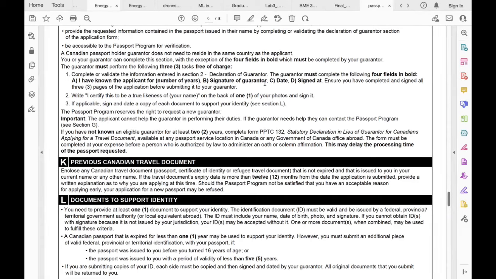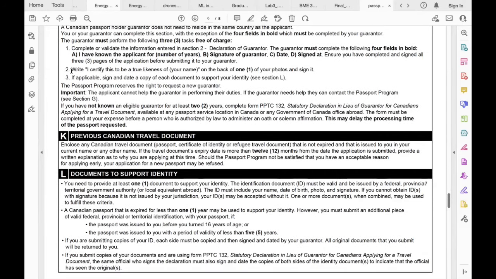Signature of the guarantor, they'll sign it themselves. They'll put the date, the date they sign it. This one is at the back of the photograph, where your guarantor needs to write. At the back of one of the photographs, your guarantor needs to write: I certify this to be a true likeness of, then your full name, you the applicant, on the back of one of the photos, and sign it. So they need to write this and then sign it.